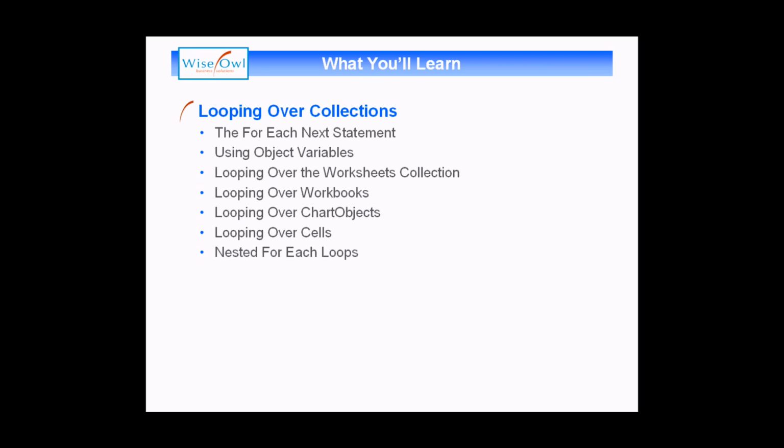Then we'll show you several examples, starting with looping over the worksheets collection, and then how to loop over workbooks, chart objects and cells. And hopefully what you'll get from that is how consistent the code is to loop over any collection of objects in VBA. We'll finish the video with a quick look at writing nested for each loops and give you a couple of examples of those. So let's get started.